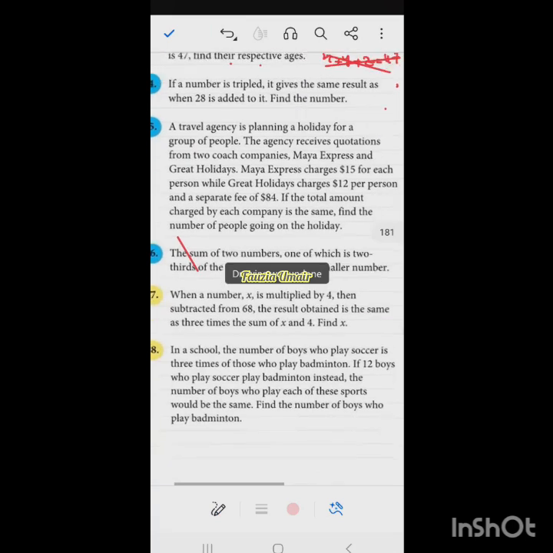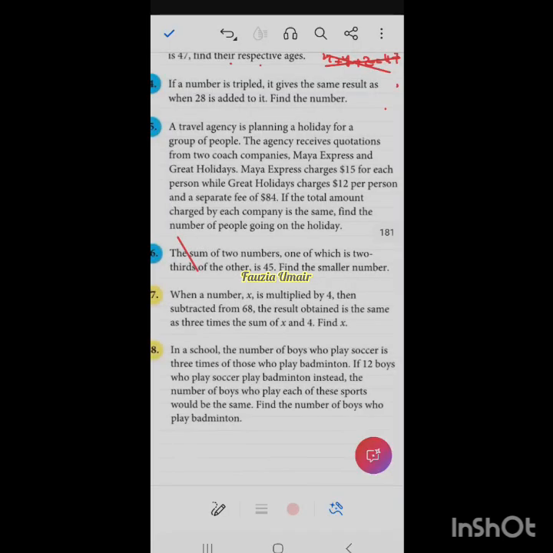Ma'am, question number 5. A travel agency is planning a holiday for a group of people. The agency receives quotations from two coach companies, Maya Express and Great Holidays. Maya Express charges $15 for each person, while Great Holidays charges $12 per person and a separate fee of $84. If the total amount charged by each company is the same, find the number of people going on the holiday.